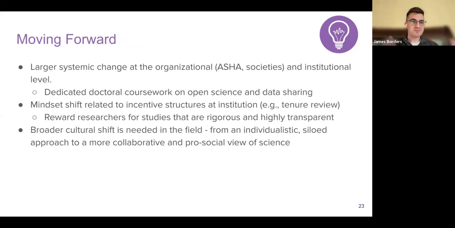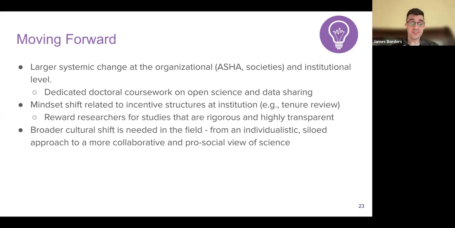So this is not a small task. We totally understand. And I think there's a lot of different ways that we can make progress in our fields moving forward. So first, larger systemic changes at the organizational level are important through ASHA, our individual subfield societies. And certainly ASHA has done a great job prioritizing this with their special issue and badges, which are important. And then also dedicated coursework for doctoral students on open science and data sharing, really training the next generation of researchers.